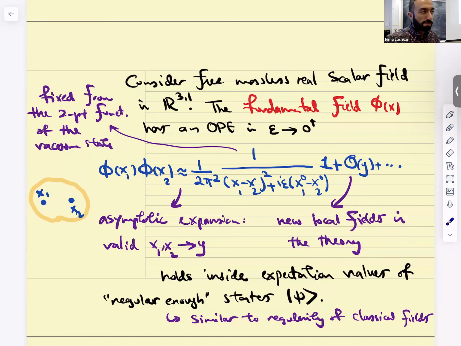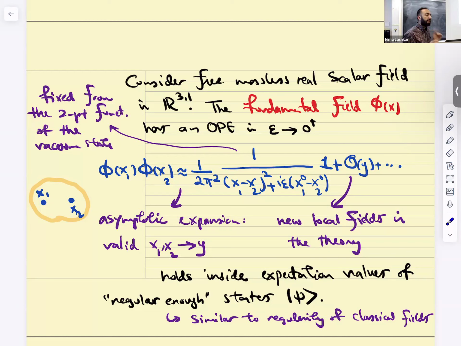So just to clarify, the phi is considered an operator valued distribution, right? Yeah. And in the operator product expansion, are those O of y operators or operator valued distributions? They are operator valued distributions because they are defined at a point.